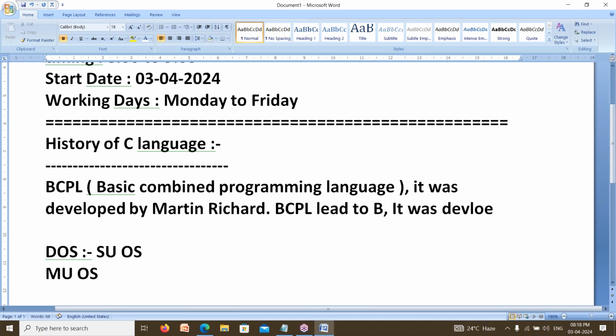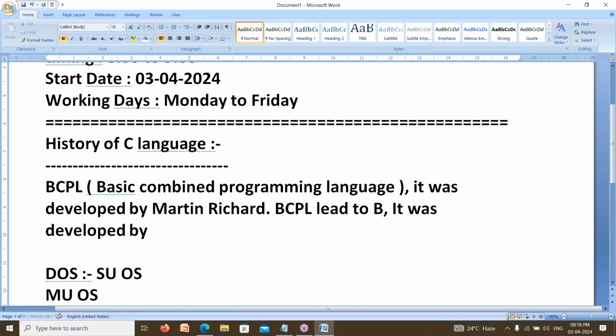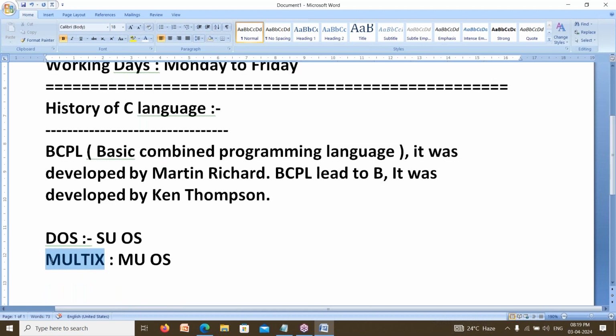Who is the developer of B? It was developed by Ken Thompson. By using the B language, they successfully developed a multi-user operating system. It was named Multics. Multics is an operating system, just like Unix, Linux and Windows, which will support multiple users at a time.